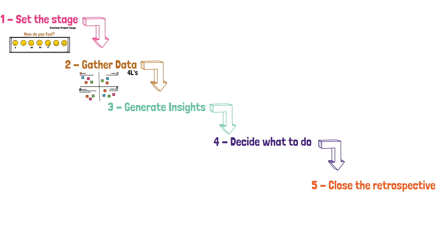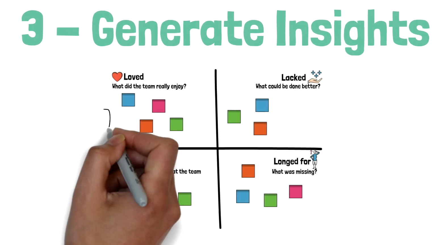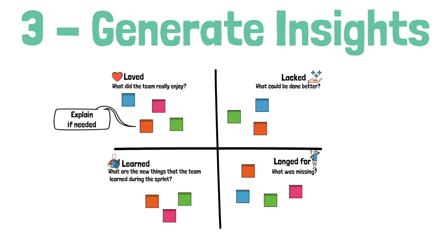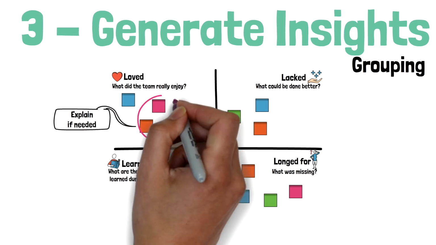The next step is to generate insights. The facilitator can then ask each participant to read what they put on the post-it and explain if needed. And as sometimes team members are on the same page and may have similar ideas, the facilitator can facilitate the discussion when team members are sharing their ideas, and all together they can create groups of post-its that are touching the same topic. This is what we call grouping.